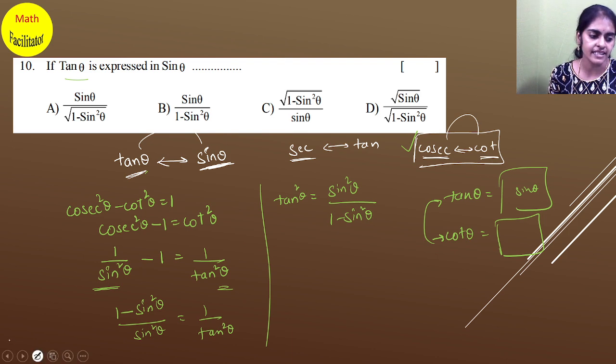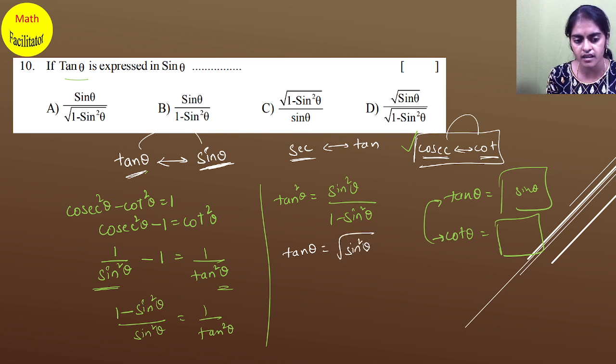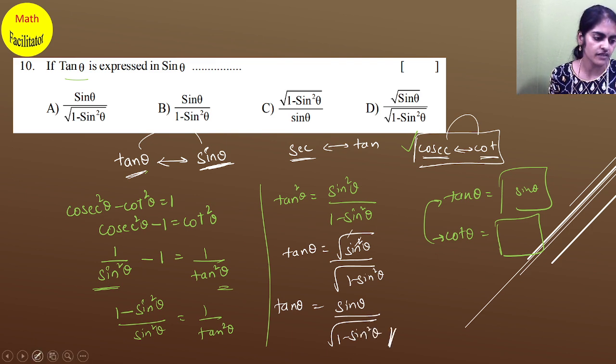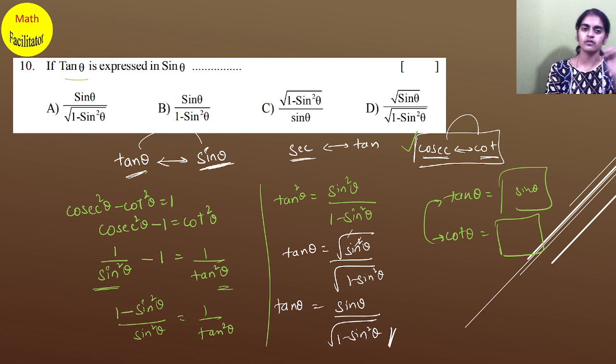You want tan theta, isn't it? So let me take root. So tan theta is root sine square theta divided by root 1 minus sine square theta. Now root sine square theta, square and square root cancel. So you have sine theta divided by root 1 minus sine square theta. So check where is the correct option. Sine theta divided by root 1 minus sine square theta. Option A is correct.